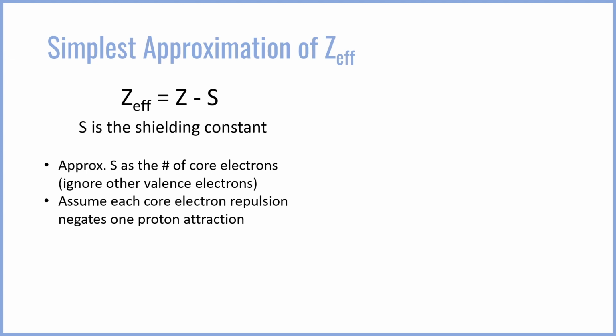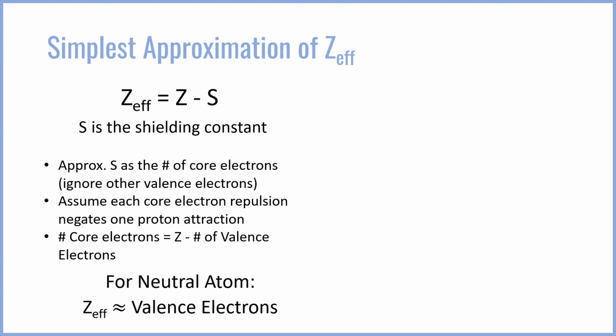Now, how do we know the number of core electrons? Well, it turns out that's just going to be equal to the number of total electrons, aka the atomic number Z, since atoms are neutrally charged, minus the number of valence electrons, which you can easily find from the group number. With a little bit of arithmetic, and I encourage you to do this by hand, you will see that if you replace the shielding constant S with Z minus valence electrons from our core electron expression here, you'll get that for a neutral atom, Z effective is actually going to equal, or be approximated by, the number of valence electrons.